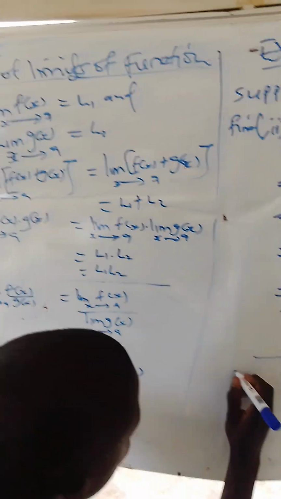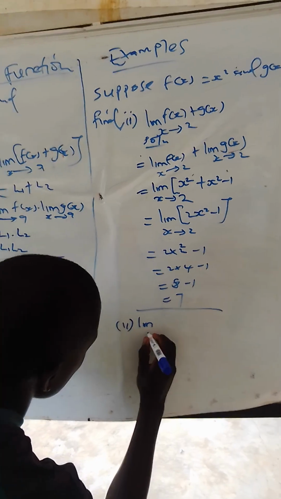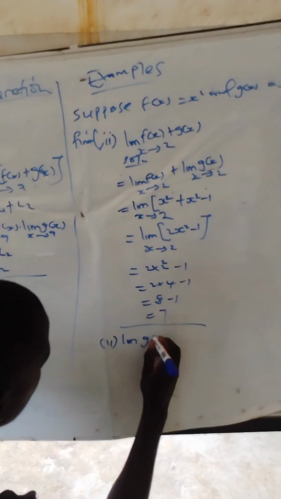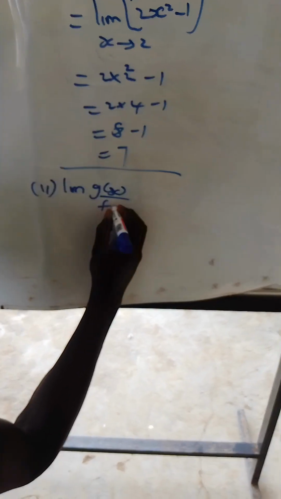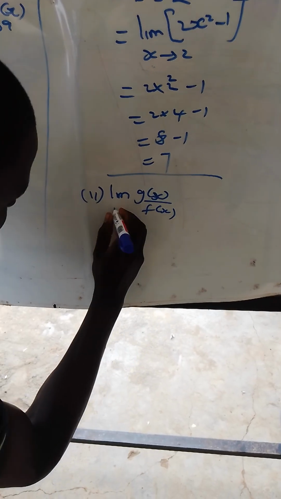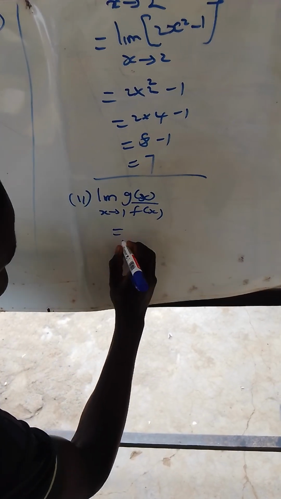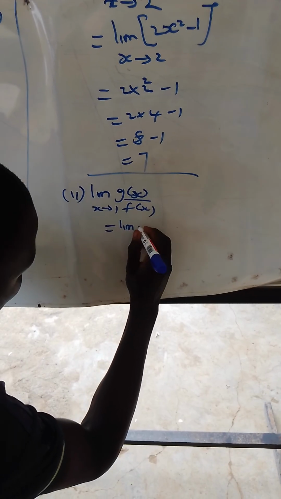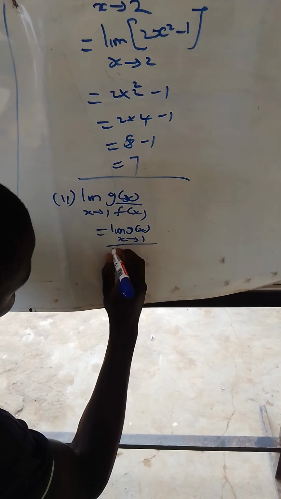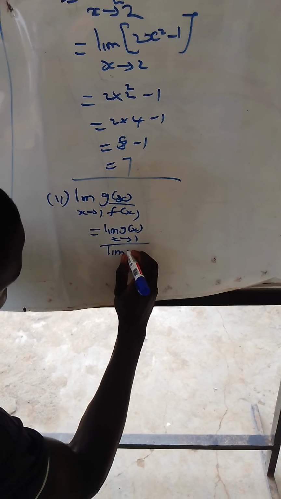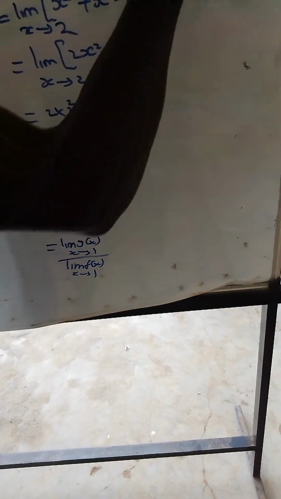Our second example says, let's find the limit of the function g of x divided by f of x for x tending into 1. Now members, here we shall say our limit of the function g of x for x tending into 1 divided by our limit of the function f of x for x tending into 1.